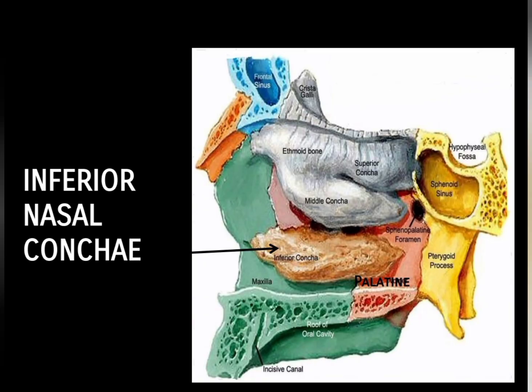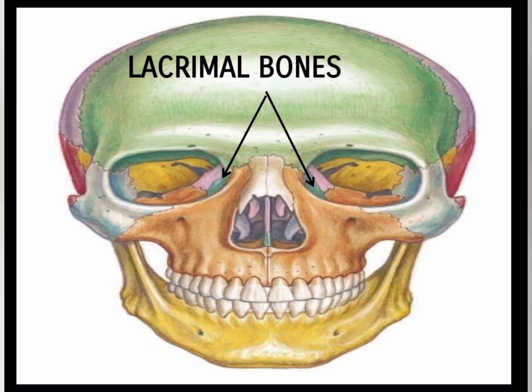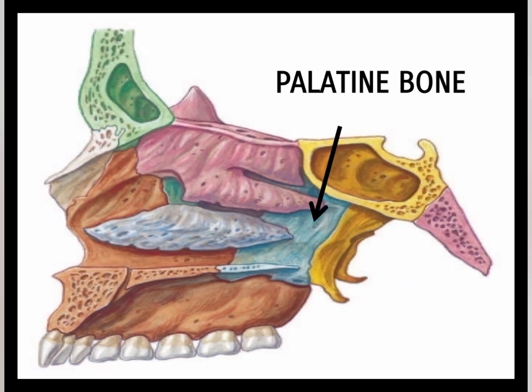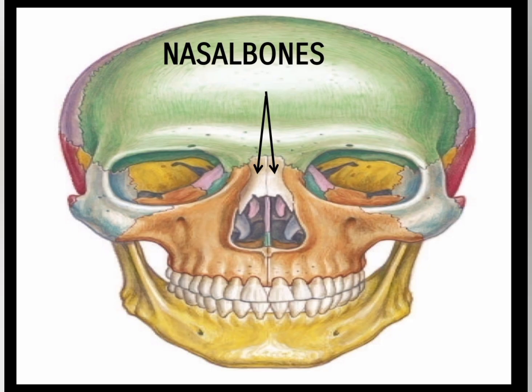Inferior nasal concha is a paired facial bone. It is located in the lateral wall of nose. Lacrimal bone is a paired facial bone. It forms the medial wall of orbital cavity as well as the lateral wall of nose. Palatine bones are paired facial bones. They form the lateral wall of nose and the hard palate. Nasal bones are paired facial bones. They form the dorsum of nose.